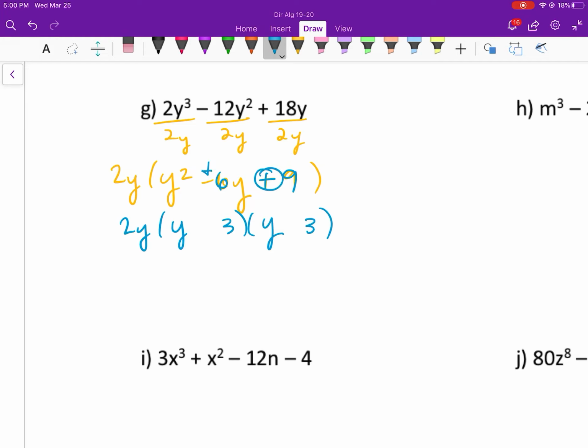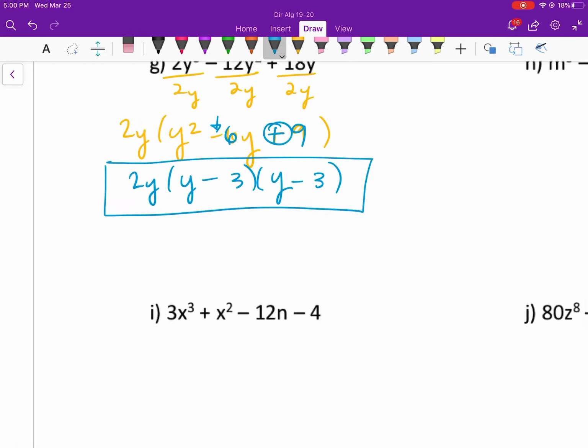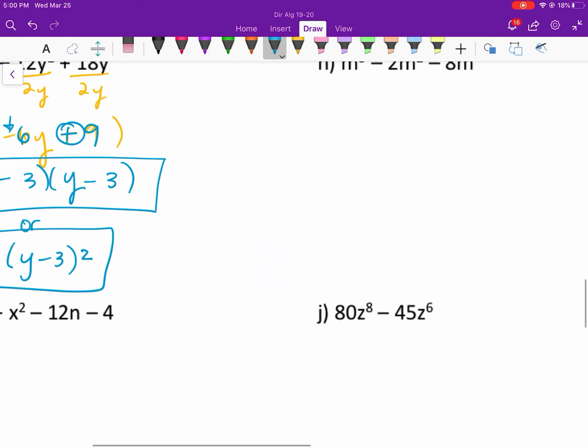My signs are the same. They are both minus. I don't have to divide inside. I don't have any dots left. I can't factor by grouping. So I could be done. There's one other way we could write this. That would be if I said y minus 3 quantity squared. But other than that, we're good to go.